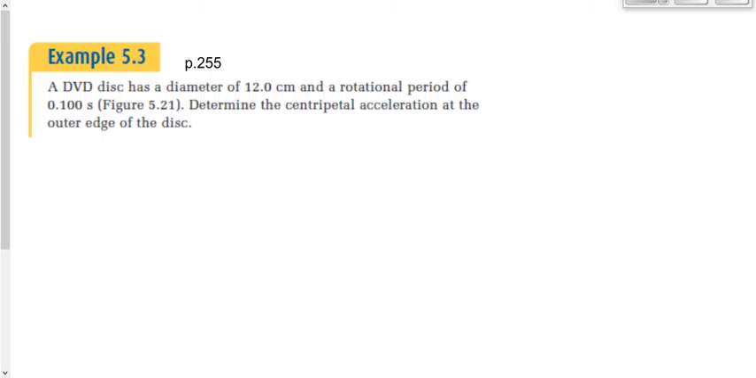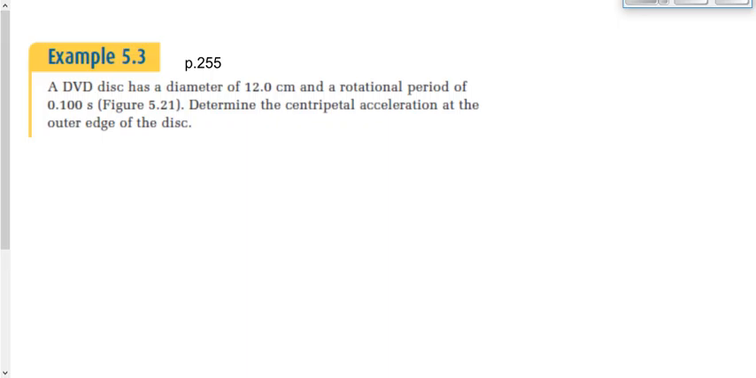Okay, let's take a look at an example on page 255 here. DVD disc. We haven't seen DVD discs in a while now. We don't even use Blu-rays anymore. We download our movies now, right? But everybody knows what a DVD disc is, right?